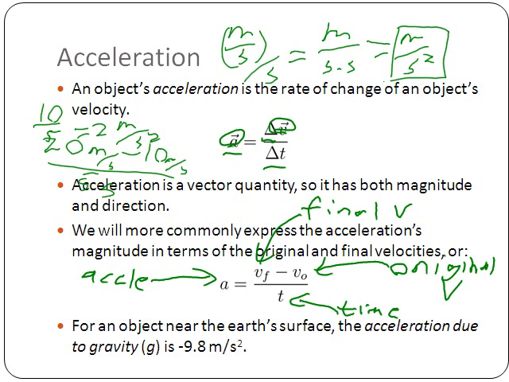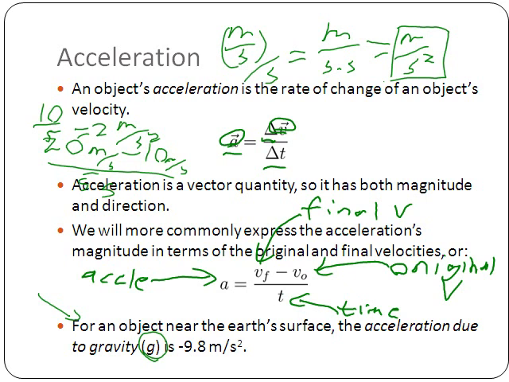Next one down here says, for an object near the Earth's surface. This is something you need to know about acceleration, just one value you need to memorize. For an object near or at the Earth's surface, the acceleration due to gravity, which is usually given by lowercase g as its symbol, is negative 9.8 meters per second squared. Basically, if I take an object and drop it, it's going to accelerate downward due to gravity.